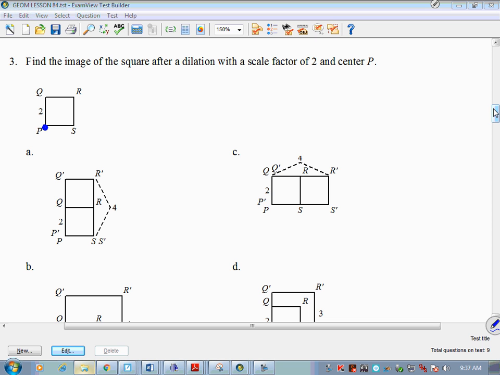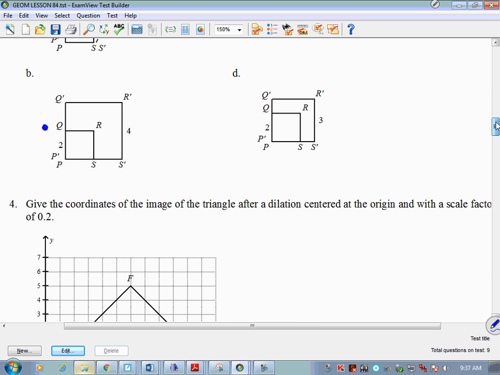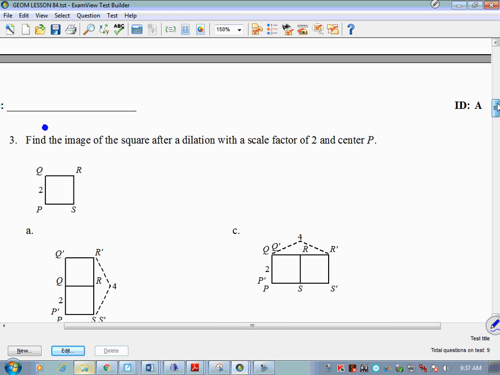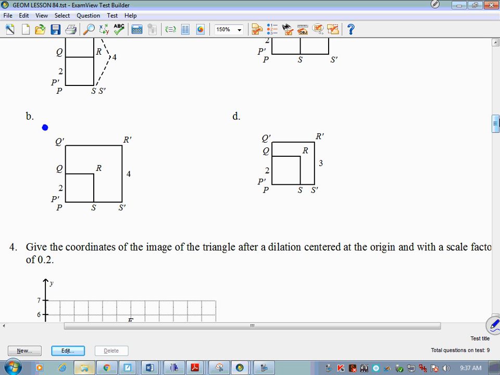Okay. So does A look correct? No. Does C look correct? No. Let's come down here. Okay, we want a scale factor of 2 again, correct? All right, which one of those, B or D? I heard B, right? So let's look at this again, right?